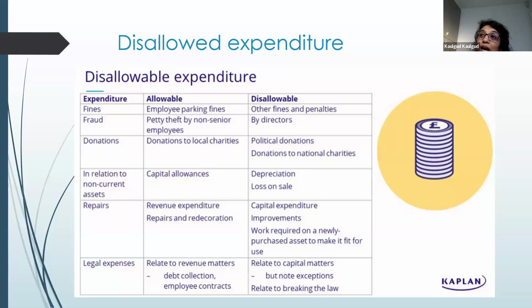If it relates to capital matters, but there are some exceptions. And if the legal expenses are related to breaking the law, obviously, if you're breaking the law, it is disallowed. And if it relates to a capital matter, like buying land or buying a property, and the legal expenses are related to that, anything to do with the capital asset is classed as a disallowed expenditure.